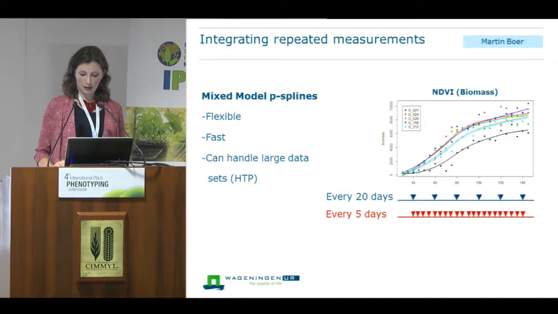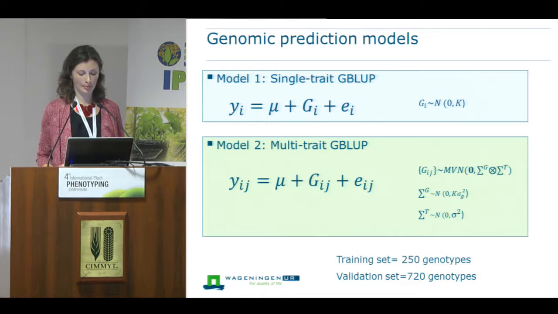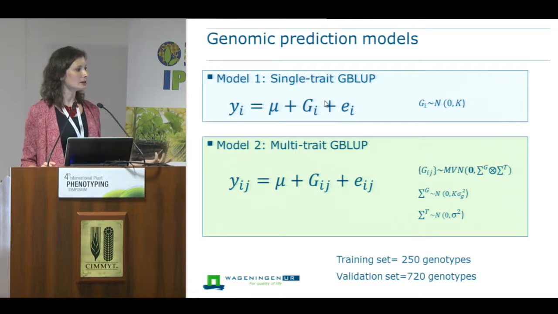And in both cases, we fitted the spline and we obtained the spline fitted values for each day during the growing season. We wanted to integrate these biomass measurements in a genomic prediction model. So the benchmark is the single trait. So we only have yield information to train our model.